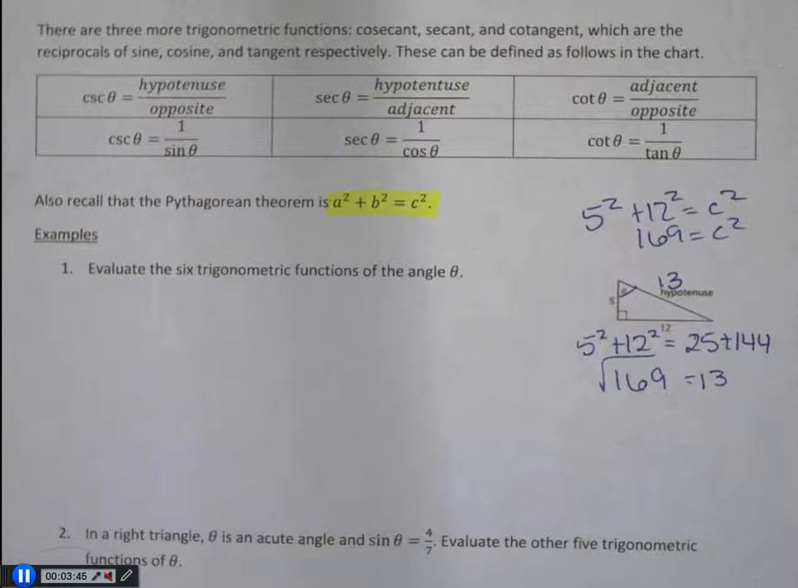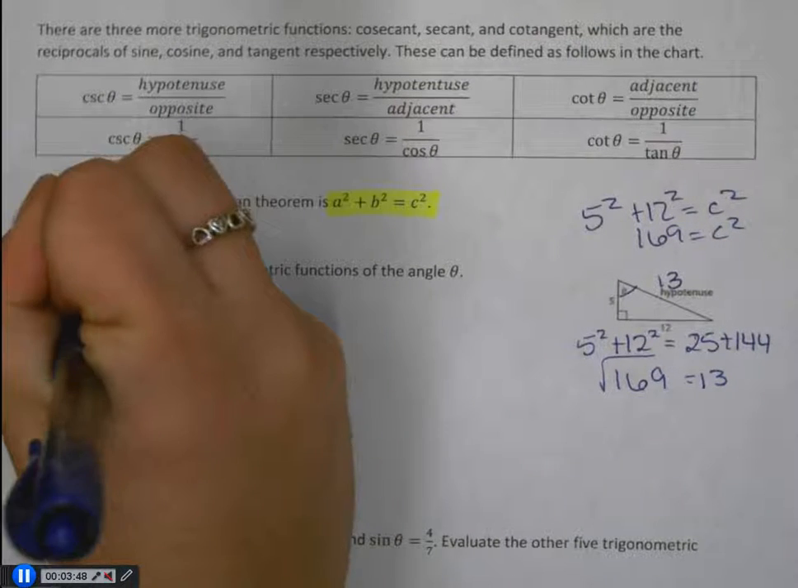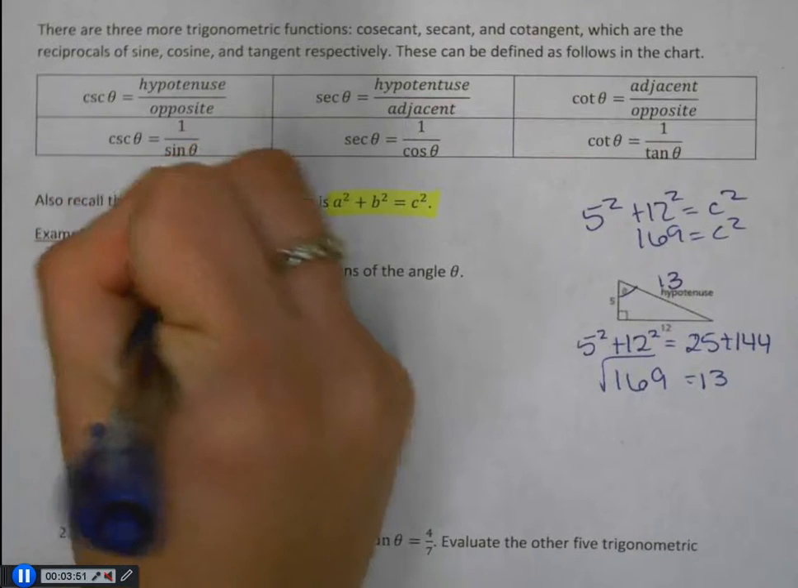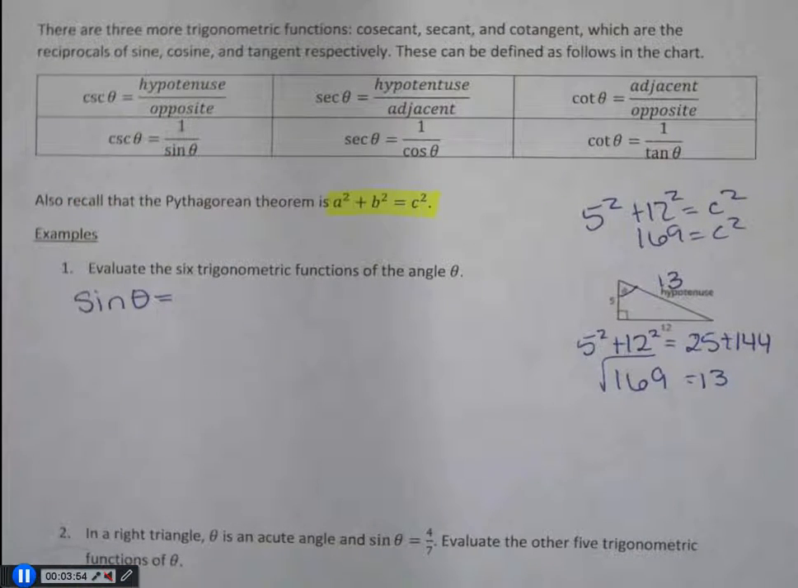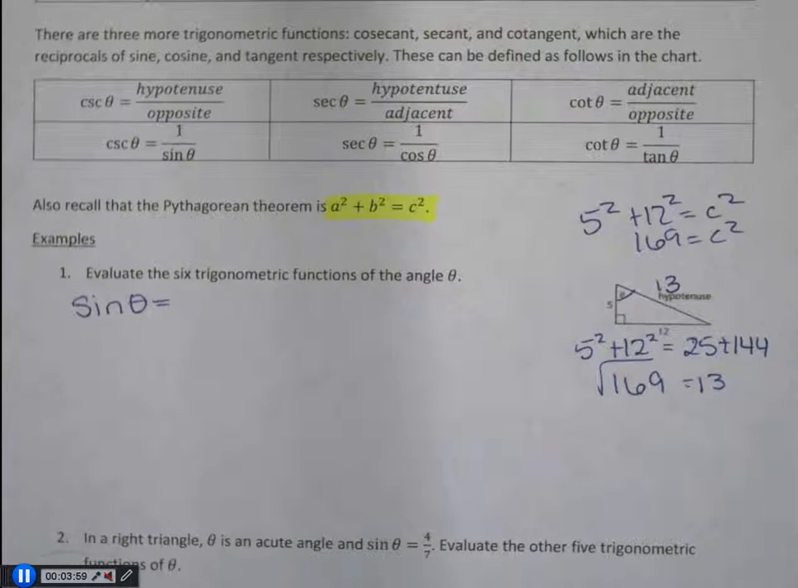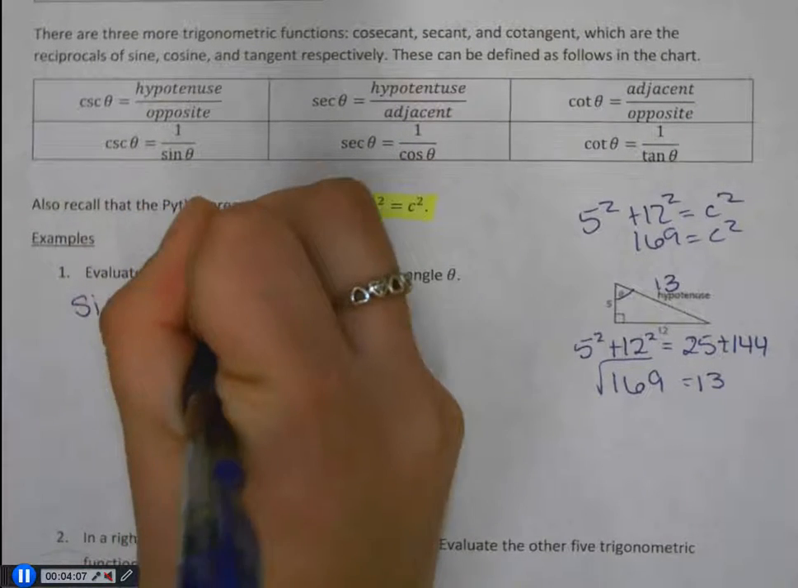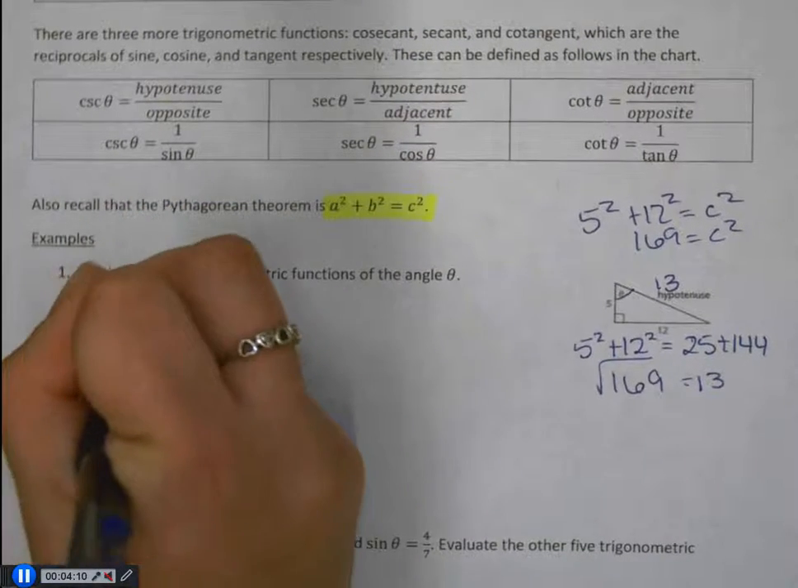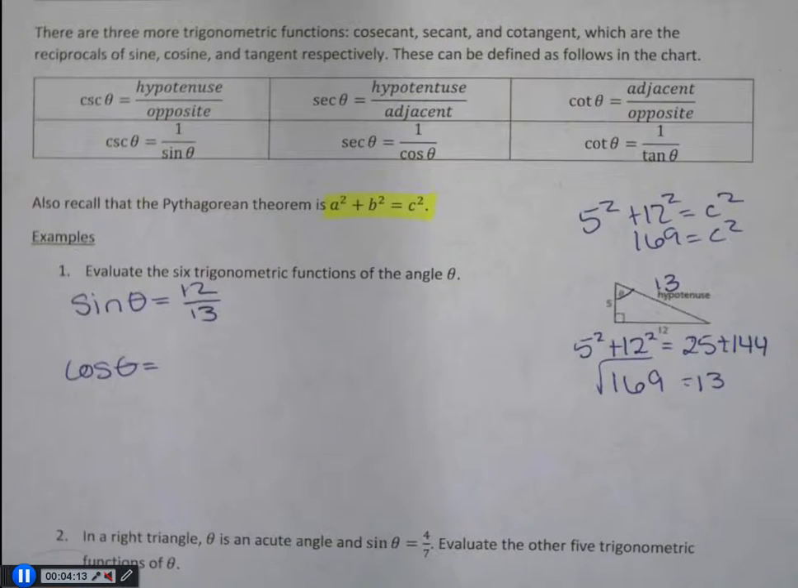Now that I have my hypotenuse, it wants me to find the 6 trig functions. So I'm going to start off with sine. What is my sine of theta? Remember, theta just means angle measure. So what's my opposite side length over my hypotenuse? Then I'm going to do cosine of theta. Then what is my cosine? This one's adjacent over hypotenuse.